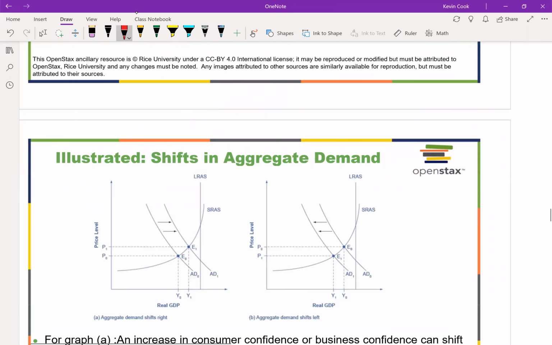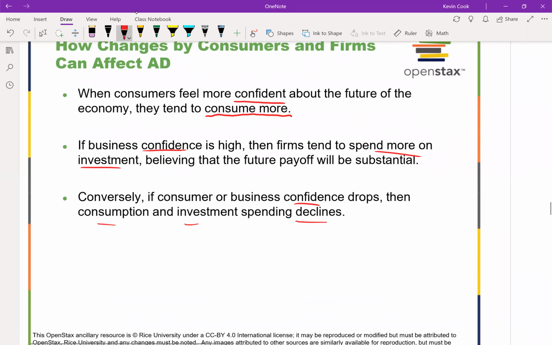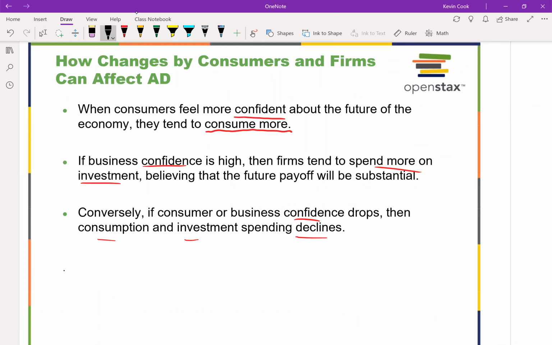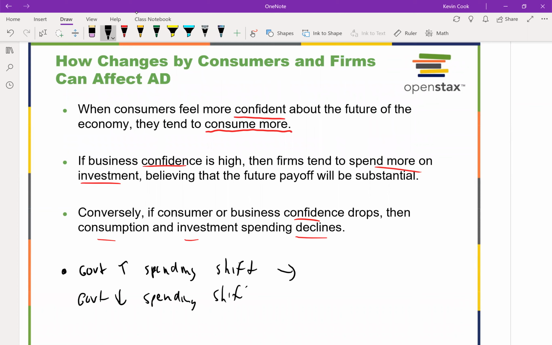and the other side of this is our government spending. So if the government increases spending, again, as we can imagine, we'll shift to the right. And if government decreases spending, then we'll have a shift to the left, which the government can do pretty much whenever they want to.